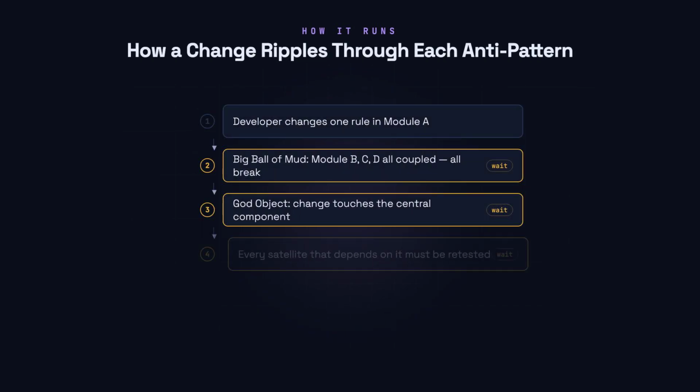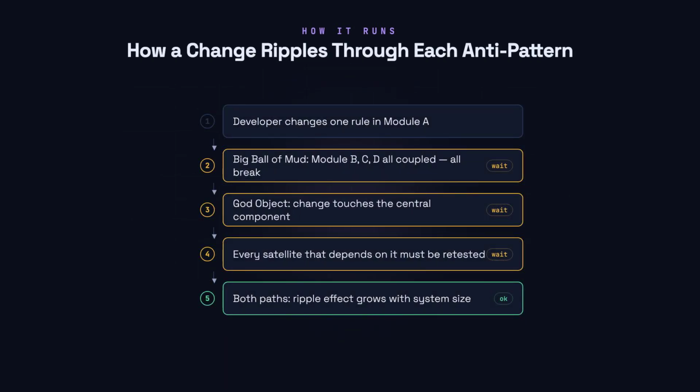The real cost of these patterns surfaces when you try to change something. Modify a rule buried inside a big ball of mud and you trigger a cascade. Because modules are coupled without clear contracts, the change ripples unpredictably through the system. In a God object architecture, every change to that central component forces you to retest every satellite that depends on it. The bigger the system grows, the more expensive any single change becomes.